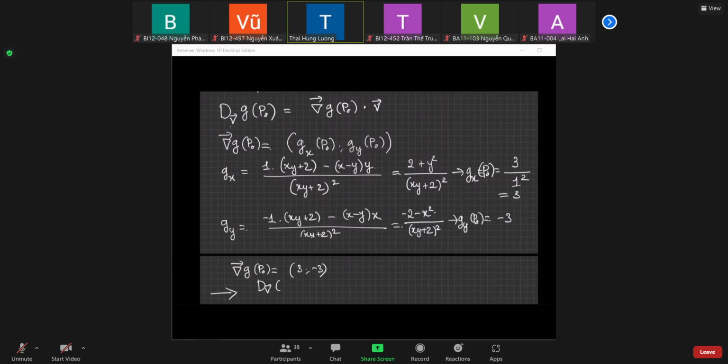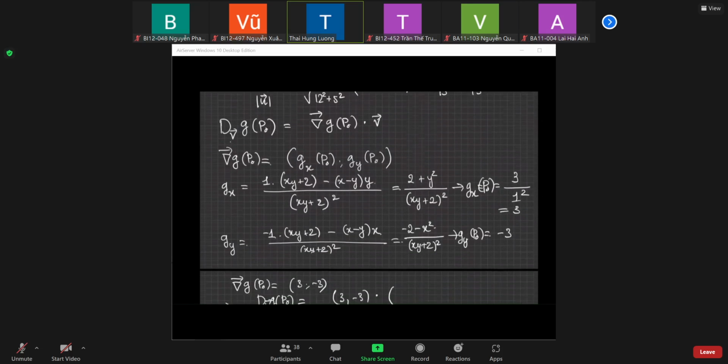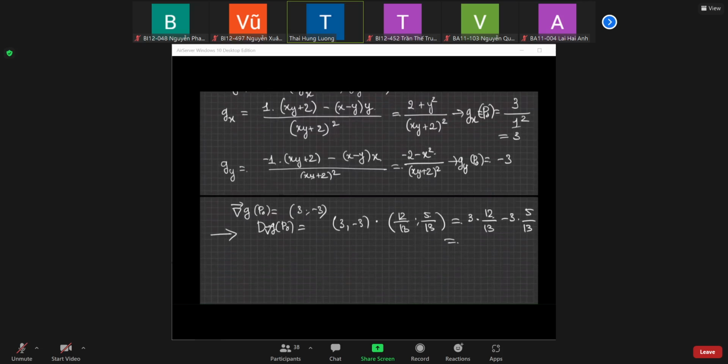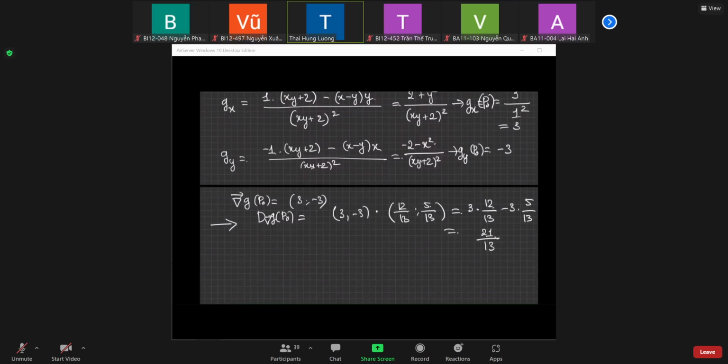The directional derivative of g at p0 is given by the scalar product of the two vectors. It is 3 multiplied by 12 over 13 minus 3 multiplied by 5 over 13. So we have here 21 over 13. Okay, do you see?